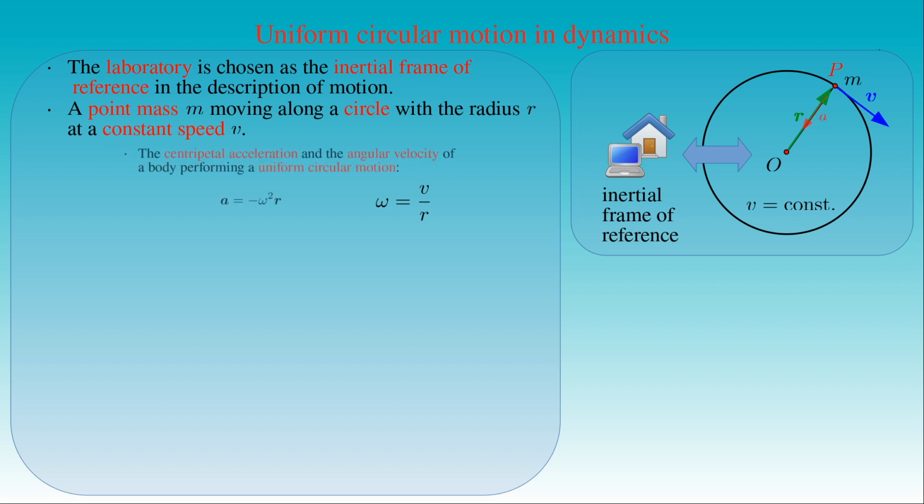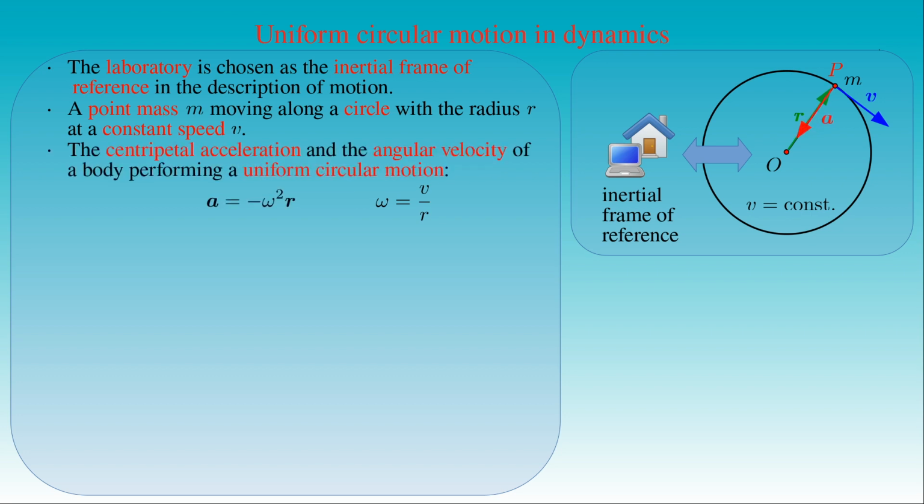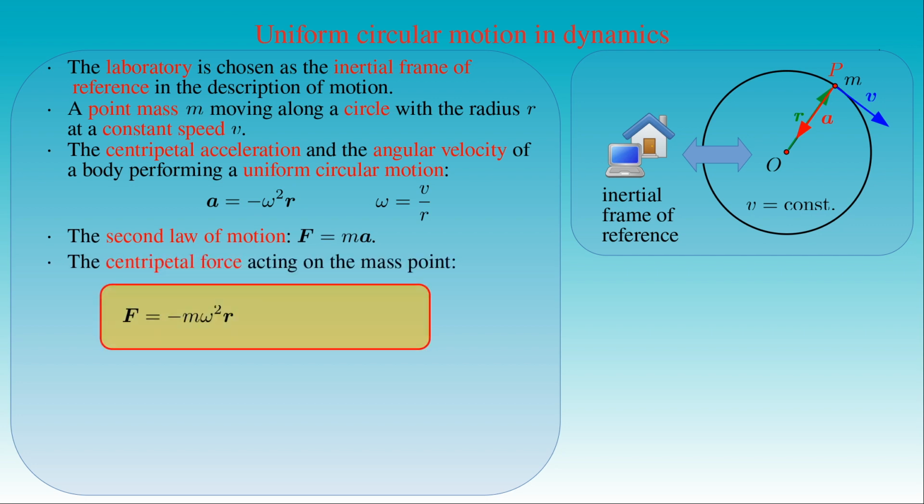We also saw that the acceleration of a body performing uniform circular motion is equal to minus the square of its angular velocity omega, times its position vector r. This means that the centripetal acceleration of the body always points in the direction of the center O. Since the second law of motion states that the force F acting on a body is equal to the mass m of the body times its acceleration a, the force related to the centripetal acceleration, known as the centripetal force exerted on the point mass, is given by minus the mass m times the square of the angular velocity omega, times the position vector r.